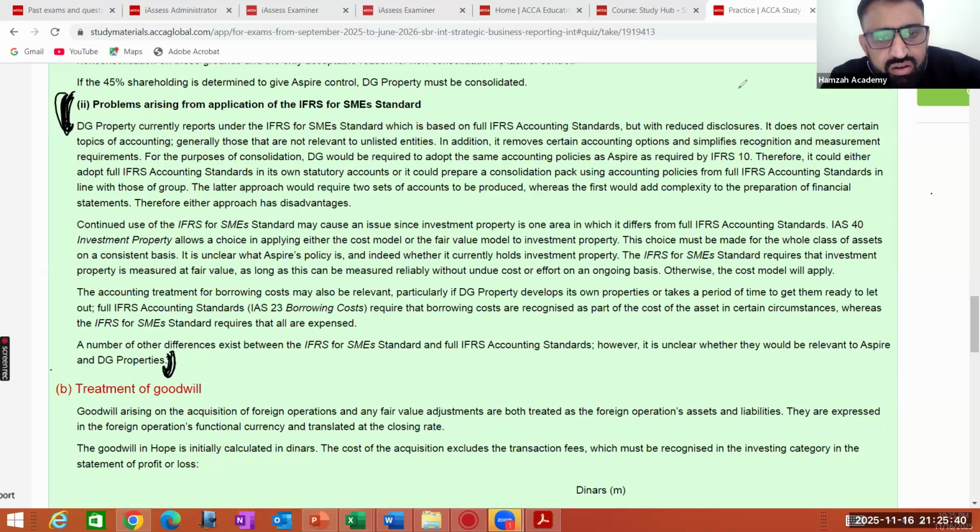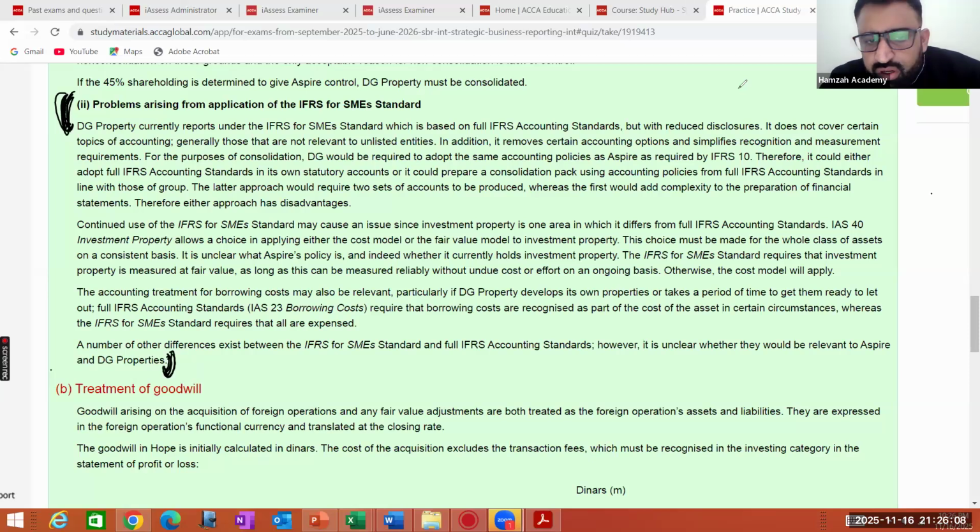IAS 40 allows a choice in applying either the cost model or fair value model. This choice must be made for the whole class of the asset on a consistent basis. It is unclear what Aspire's policy is and indeed whether it currently holds investment property. The IFRS for SME standard requires that investment property is measured at fair value as long as this can be measured reliably without undue cost or effort on an ongoing basis. Otherwise, the cost model will apply.